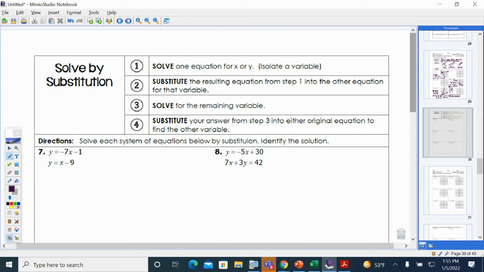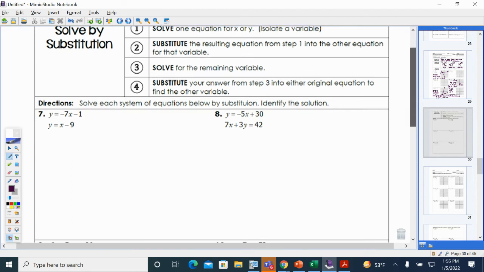Number 1 says to solve one equation for x or y, meaning you need to isolate that variable. Secondly, you're going to substitute the resulting equation from step 1 into the other equation for that variable. Thirdly, you're going to solve for the remaining variable. And then fourthly, you're going to substitute your answer from step 3 into either of the original equations to find the other variable. So I'm going to start with example number 8.